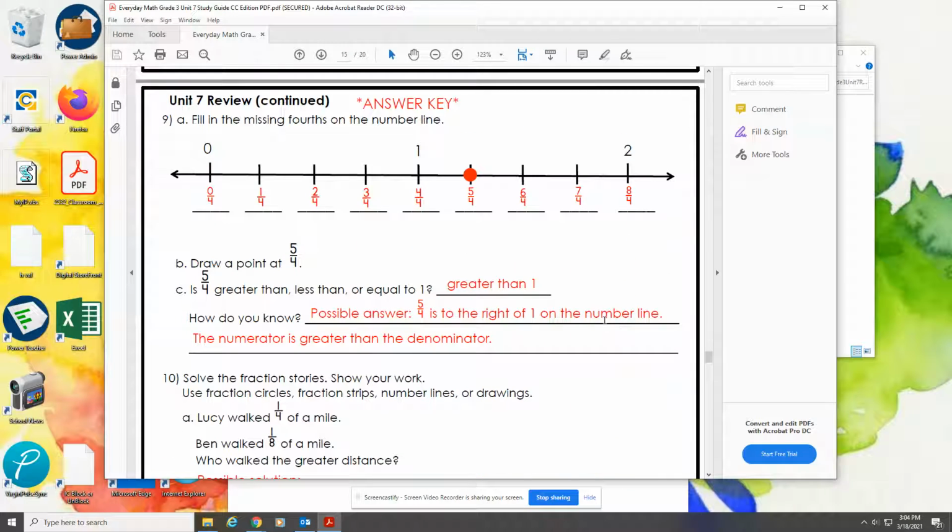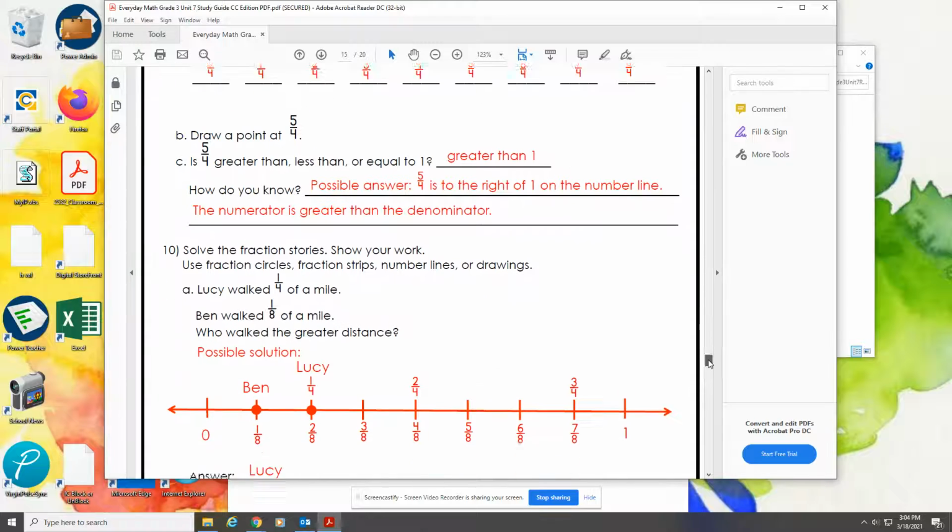Fill in the missing fourths on the number line. 0/4, 1/4, 2/4, 3/4, 4/4, 5/4, 6/4, 7/4, 8/4. And then draw a point at 5/4, right there. Is 5/4 greater than, less than, or equal to 1? It's actually greater than 1. Here's 1, 4/4. 5/4 is greater. 5/4 is to the right of 1 on the number line. The numerator is also greater than the denominator, so that shows it's greater than a whole, greater than 1.